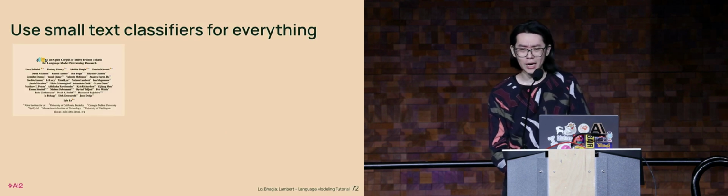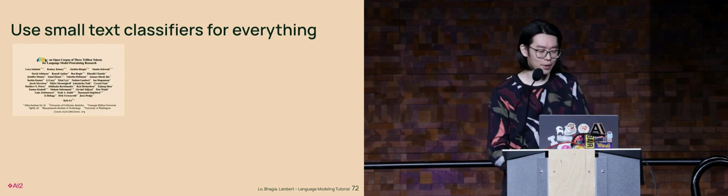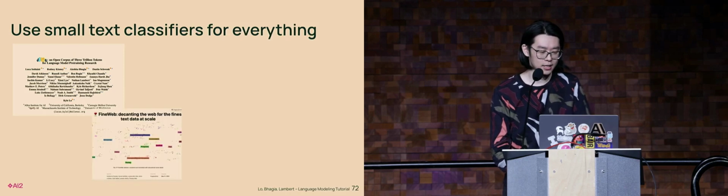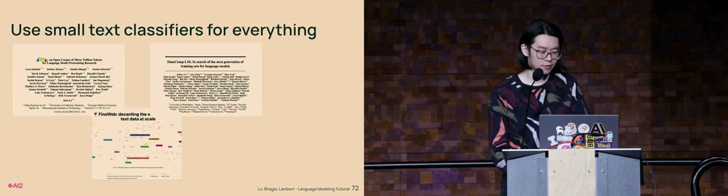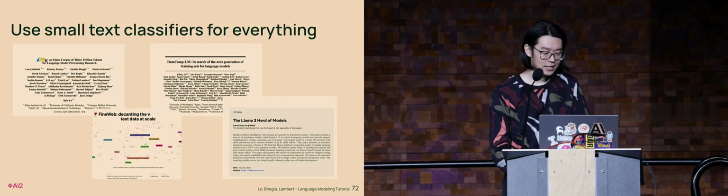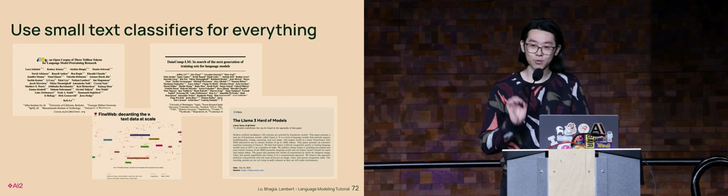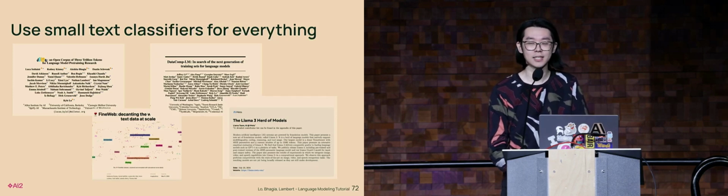Don't trust me? Why fastText? It's simple, boring models from ancient times. Actually, we all use it. Dolma uses fastText. FineWeb from Hugging Face uses fastText. DCLM uses fastText. The Llama 3 paper uses fastText. These small models really do matter, and it's because of how fast and efficient they are to scale to vast amounts of data.